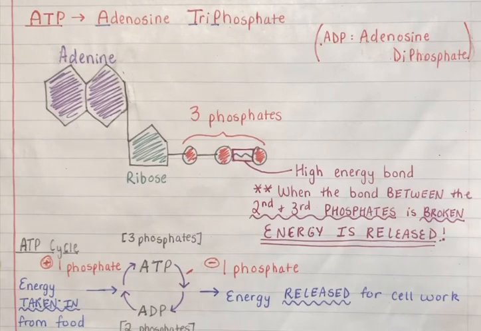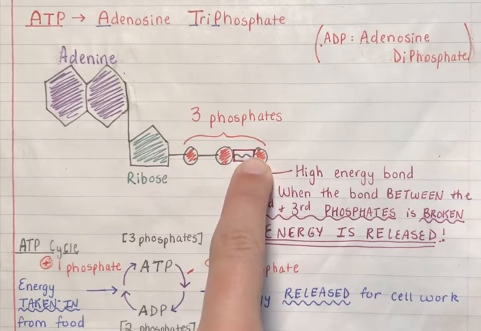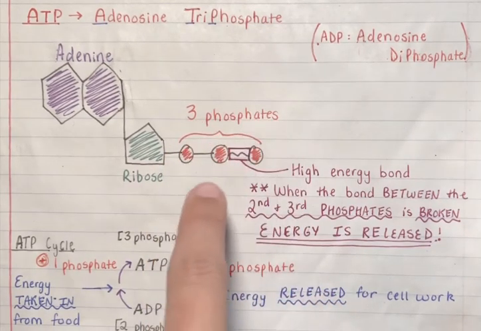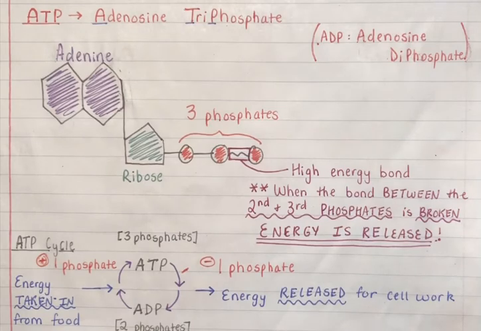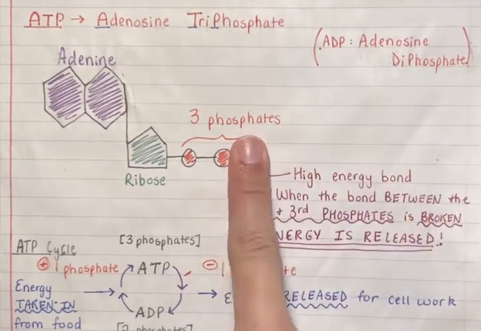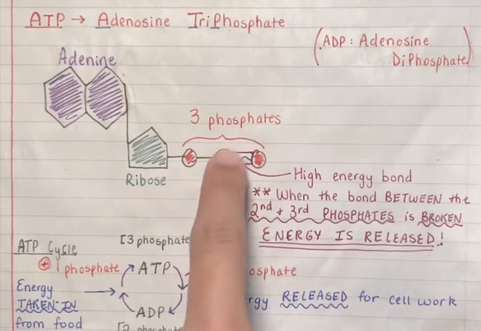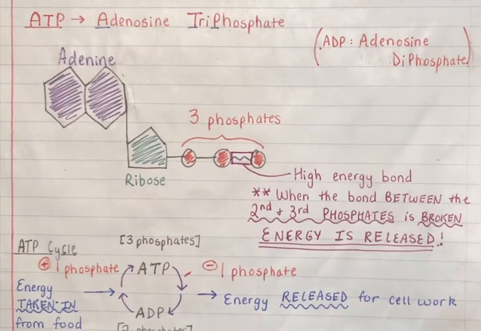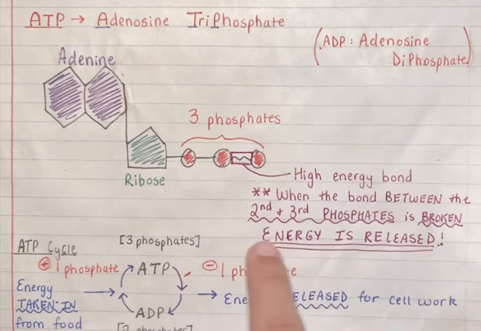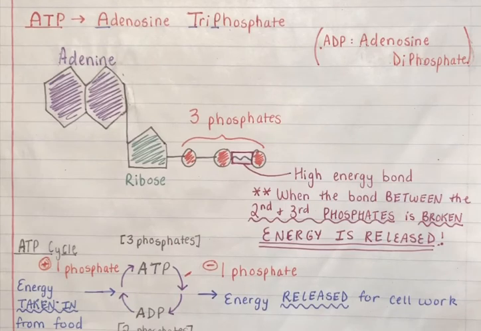The energy carried by ATP is released when this third phosphate group is removed from the molecule by a chemical reaction. When the phosphate group is removed, the energy is released, and ATP is converted into a molecule called adenosine diphosphate, because then you're only left with those 2 phosphate groups, all right? So this bond here between the second and third phosphate group is very important, this high energy bond. When that bond is broken, that is when our energy is released.